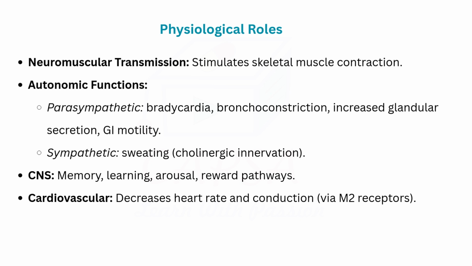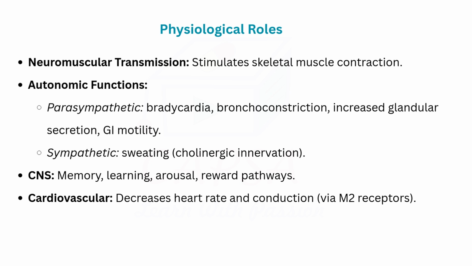In the parasympathetic system, it causes bradycardia, meaning it slows down the heart rate. It produces bronchoconstriction in the airways, increases glandular secretion such as salivary and gastric secretion, and enhances gastrointestinal motility, which means it promotes digestion. In the sympathetic nervous system, acetylcholine is also released, but in a very specific place, by postganglionic fibers that supply sweat glands. This is why sweating is a cholinergic function, even though it belongs to the sympathetic division.